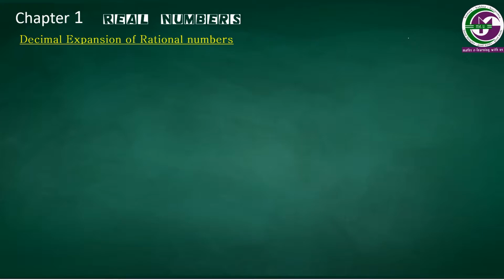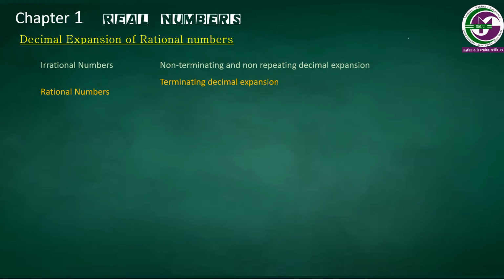You studied already in class 9 that by looking at the decimal expansion of a number we can identify whether the given number is a rational number or an irrational number. Now, for an irrational number, we have non-terminating and non-repeating decimal expansion. Whereas for a rational number, there are two cases. Either it will be terminating decimal expansion or non-terminating and repeating decimal expansion.